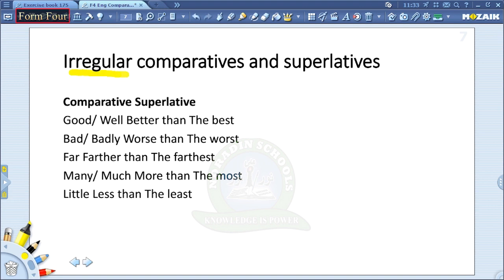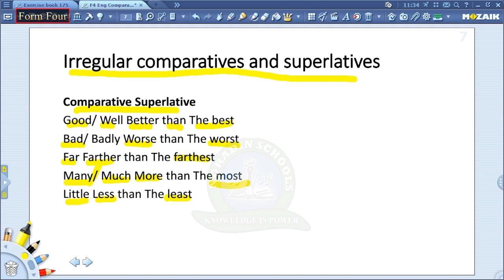What about irregular comparatives and superlatives? Okay, comparative and superlative. These are irregular. We don't use more or most and er and est, but they are different. For example, good, it can be well or better than the best. So good, better, best. Bad, worse, worst. Far, farther, farthest. Much, more, most. Little, less, least. So if you want to use the comparative of good, we're going to use better.